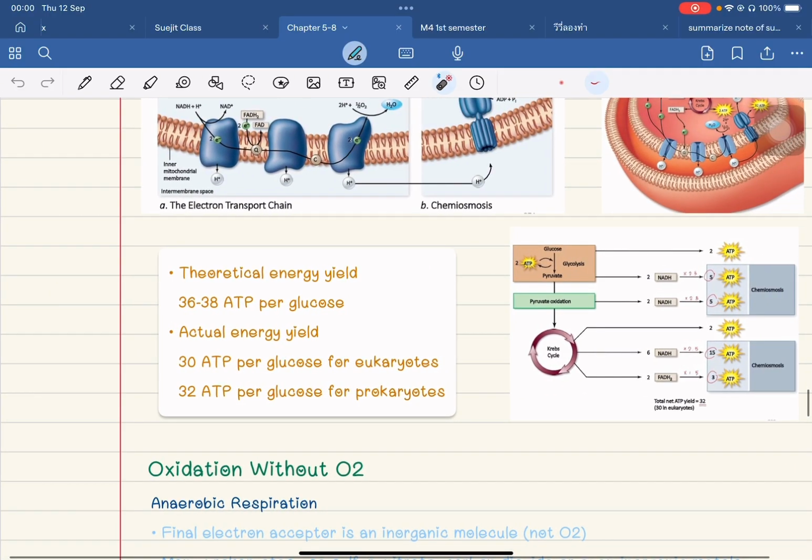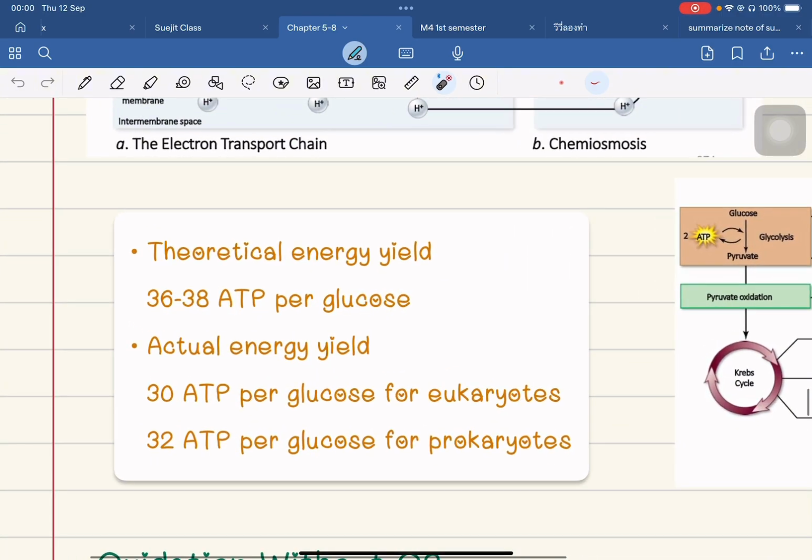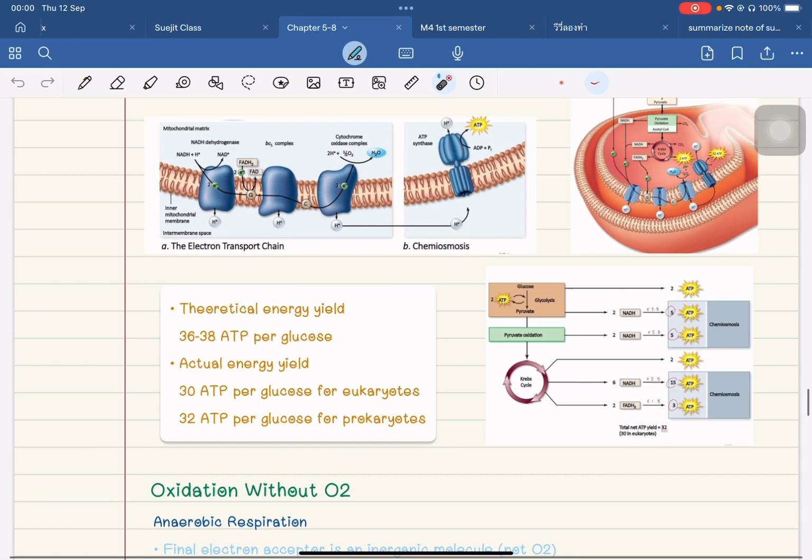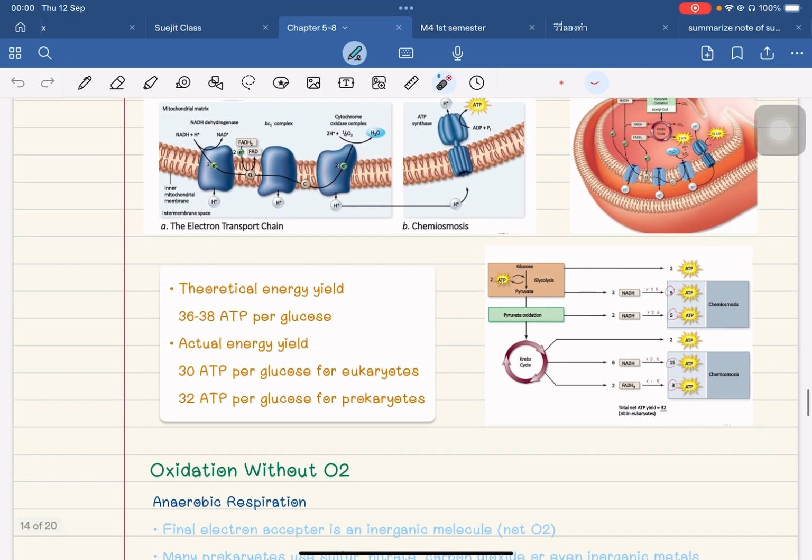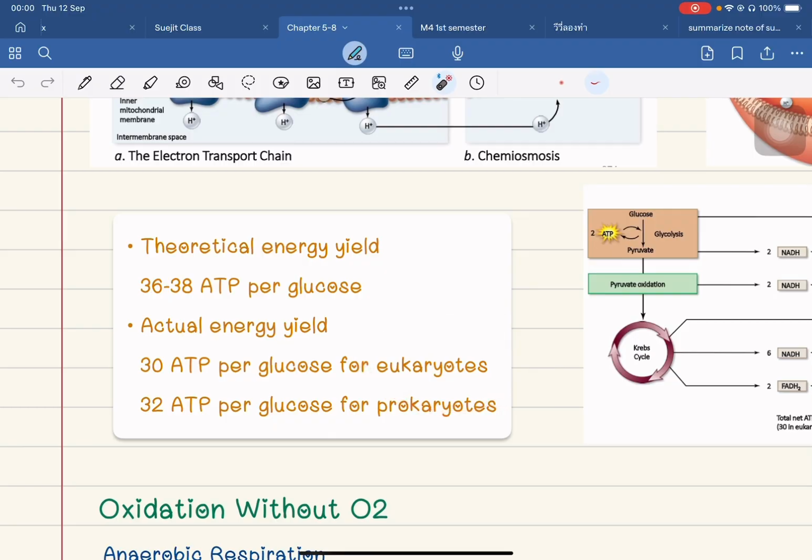But in different books they are saying different amounts of ATP per glucose. Some say that there are about 36 to 38 ATP. Some say that it was 30 ATP, and some also say that it was 32. Sorry, so 30 ATP for the eukaryotes and 32 ATP for the prokaryotes.